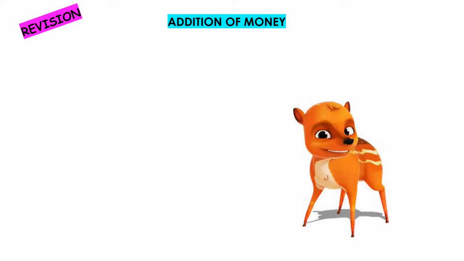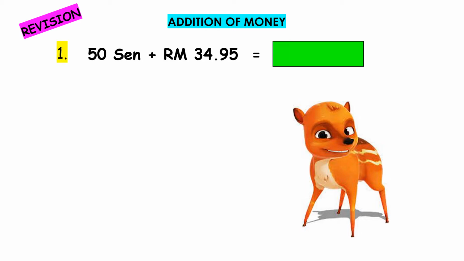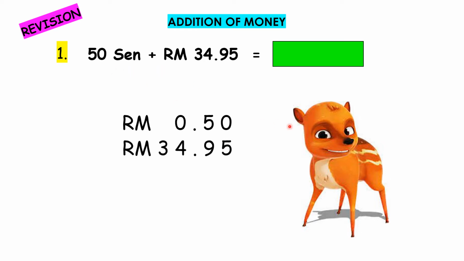We revise the addition of money. For example, 50 cents plus 34 ringgit and 95 cents. So we have to convert 50 cents into the form of RM like this. We write it like this, RM0.50. This equals 50 cents. And then plus 34 ringgit and 95 cents.